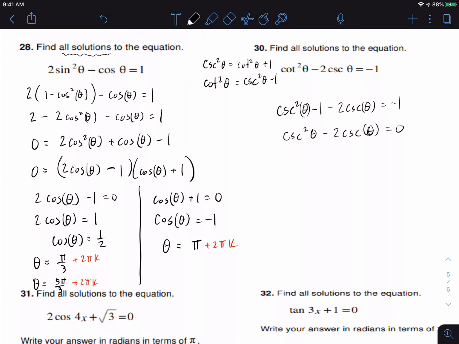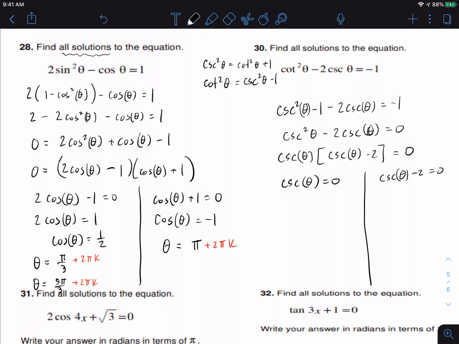So I can factor out a cosecant, and so I'm going to get cosecant theta times (cosecant theta minus 2). And so factoring, cosecant of theta is equal to 0, and cosecant of theta minus 2 is equal to 0. So here, remember that's 1 over sine of theta is equal to 0. When does that happen? We know that to be never, right? We cannot make that 0.